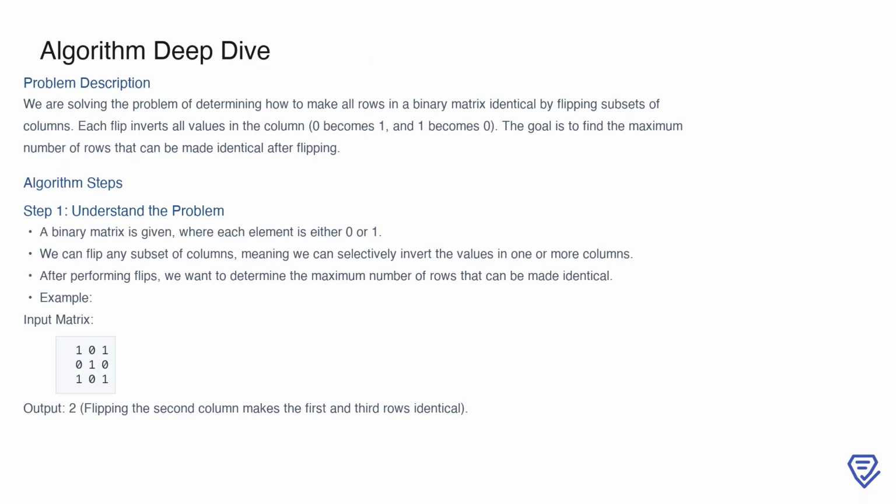To solve this problem, we need to determine how to make all rows in a binary matrix identical by flipping specific subsets of columns. A column flip inverts all the values in that column, turning zeros into ones and ones into zeros. The challenge is to find the maximum number of rows that can be made identical after performing these flips. For example, consider the input matrix 1 0 1, 0 1 0, 1 0 1. By flipping only the second column, the first and third rows become identical, and the output is 2. This illustrates how flipping the right set of columns can align rows, and our task is to maximize this alignment.